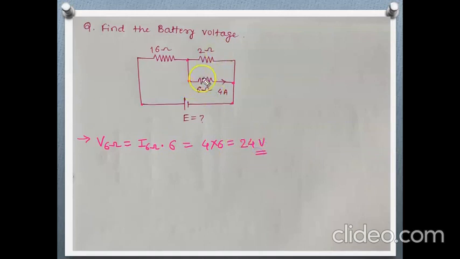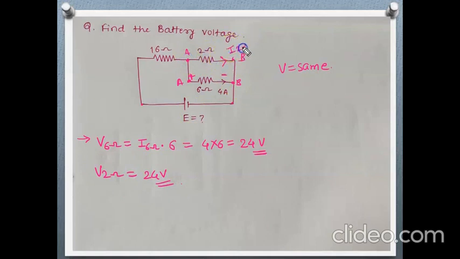Now the voltage between these 2 points: as the current direction is this way, this will be the positive end and this will be the negative end. Let's call these 2 points A and B. The voltage between A and B is 24 volt. Here also A is there, here also B is there, because this 2 ohm and 6 ohm are connected in parallel, and we know that across a parallel combination the voltage remains the same. So the voltage across 2 ohm will be the same, 24 volt.